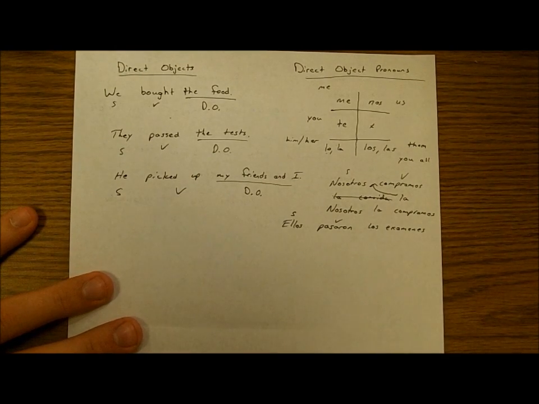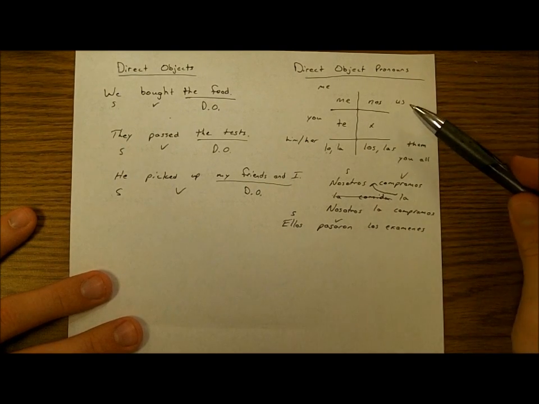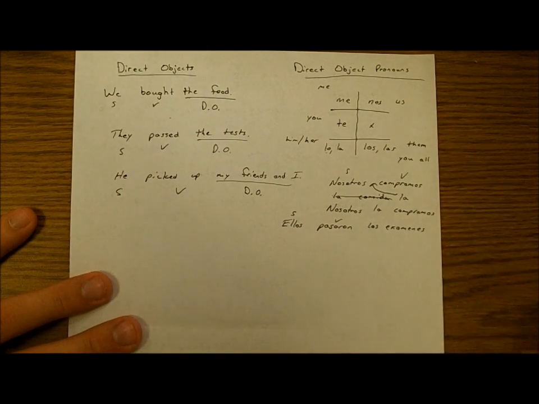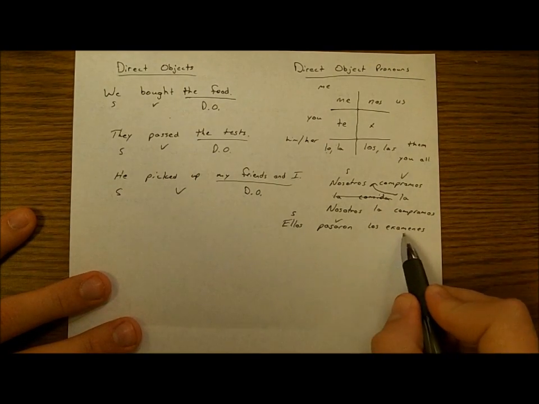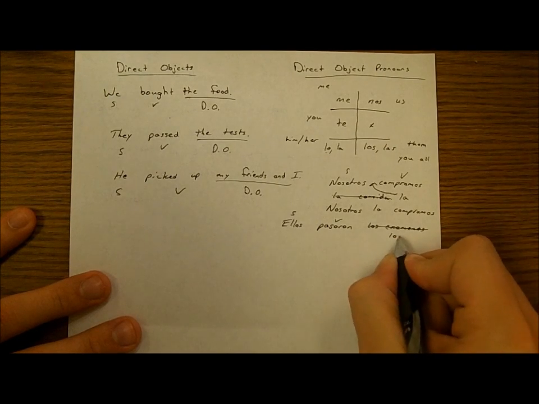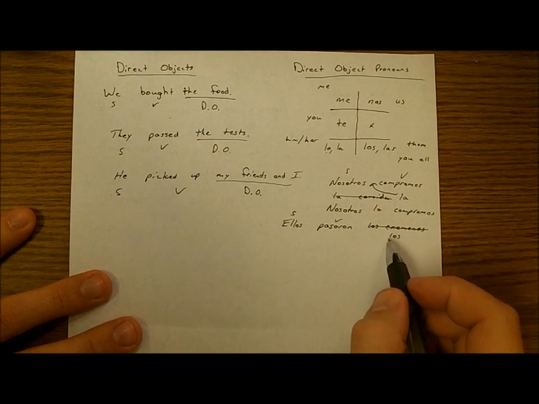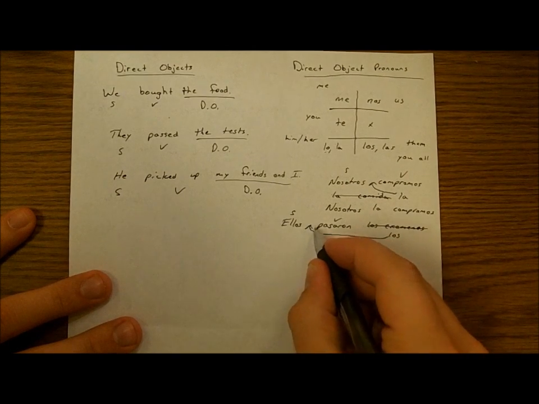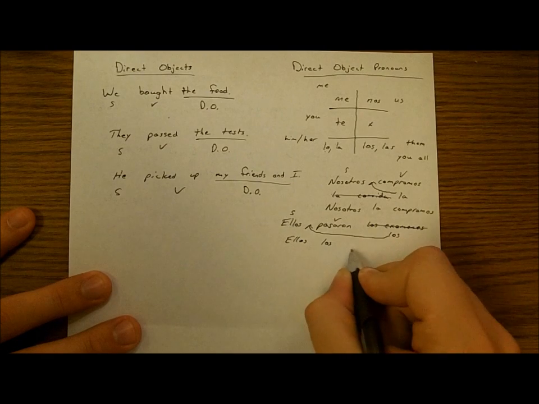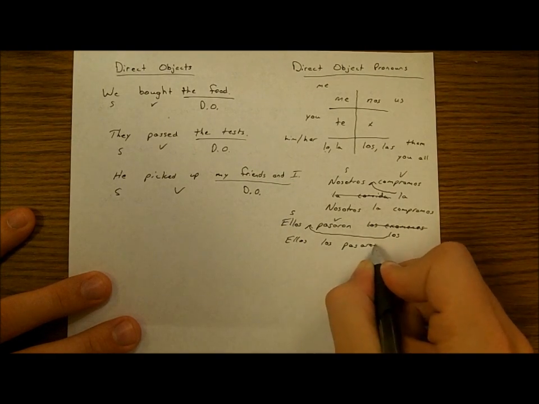So therefore, we look at tests. It's plural, so therefore, remember, we need something on the right-hand side. And we're not passing us, we're passing the tests or them. So therefore, we can replace los exámenes with los. Remember, we had to put it before the conjugated verb. So ellos los pasaron.